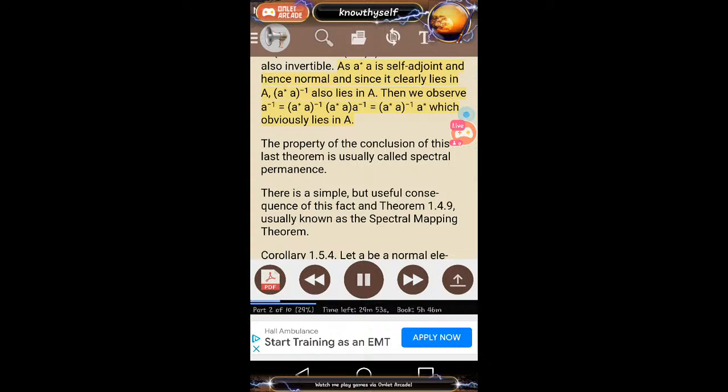As A is self-adjoint and hence normal, and since A⁻¹ clearly lies in A, then we observe (A⁻¹)* = (A*)⁻¹ = A⁻¹, which obviously lies in A. The property in the conclusion of this last theorem is usually called spectral permanence. There is a simple but useful consequence of this fact and Theorem 1.4.9, usually known as the spectral mapping theorem.